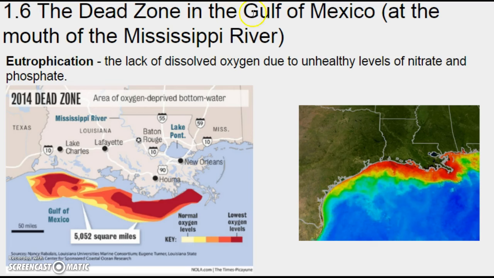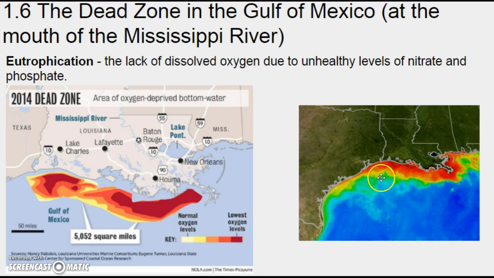So the dead zone in the Gulf of Mexico, at the mouth of the Mississippi River, is tremendously large. This is where the Mississippi River kind of ends up. And if I look here, there's just a high concentration, and this is essentially eutrophication taking place. This is the lack of dissolved oxygen at depth due to unhealthy levels of nitrate and phosphate. You get this very low oxygen level, and organisms don't like to be where they can't breathe. That would be kind of hard for you and me.